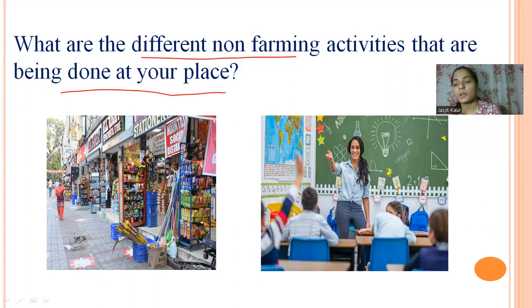So most of them are engaged in the service sector, and some have their own transportation, which they use to provide service to the people. So one is agriculture activity, and if I talk about the non-farming activities, they are mostly engaged in the service sector and in transportation activities. So these are the two activities in which people are mostly engaged in my area.